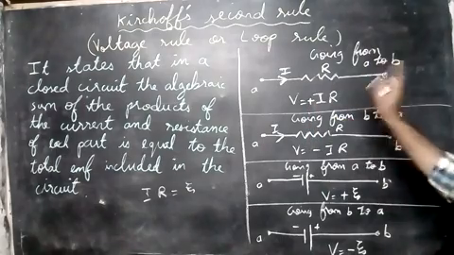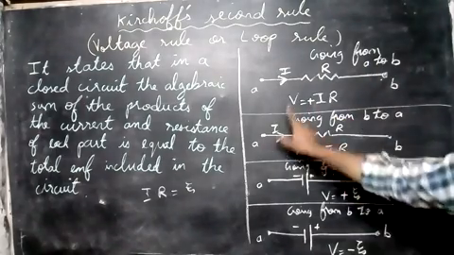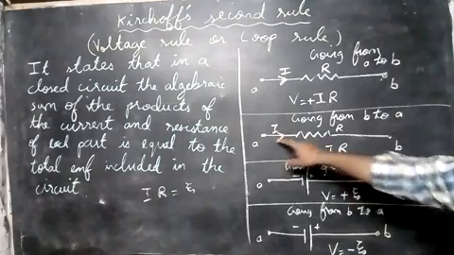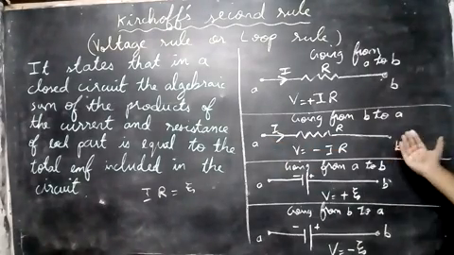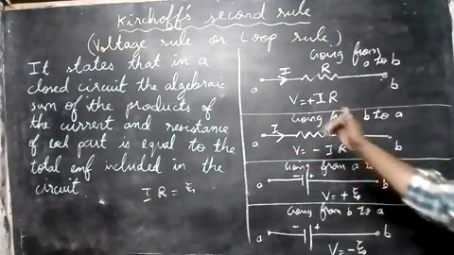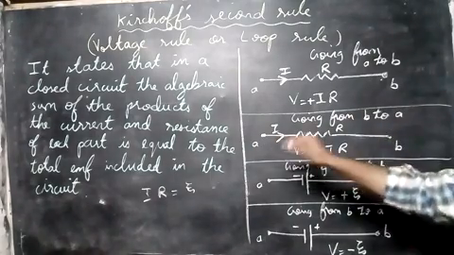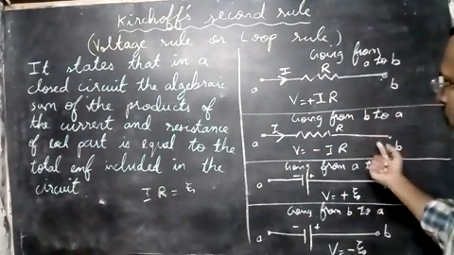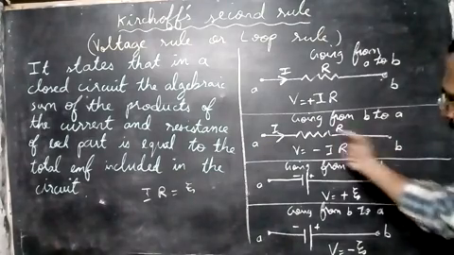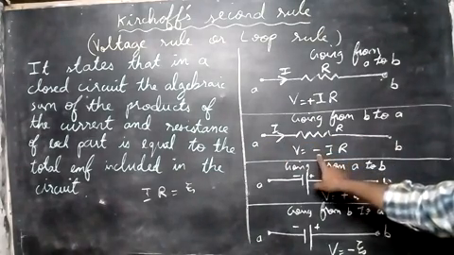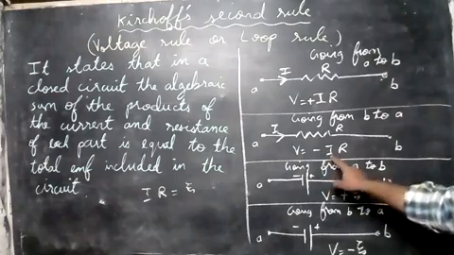Next we'll see the same thing. The current goes from left to right, but now we are going from B to A. In some circuits we'll go from B to A in a calculation. When you go from B to A, we are going against the current, so you must write a minus sign. So we get V is equal to minus I into R.